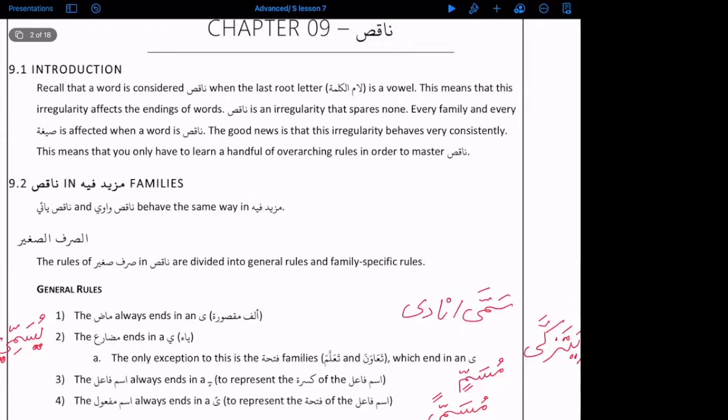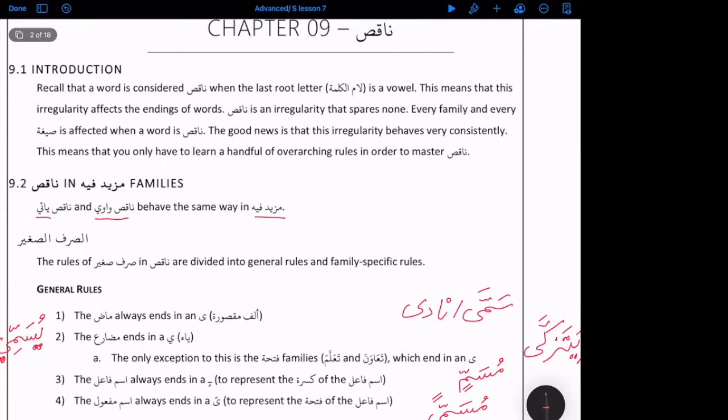The good news is that this irregularity behaves very consistently. This means that you only have to learn a handful of overarching rules in order to master Nakis. So Nakis in Mazid Fihi families, Nakis Wavi or Yai, behave the same way in Mazid Fihi. What does that mean? That in Mazid Fihi, even though some verb is Nakis Wavi, this Waw will change into Ya. So that's why we are saying that it doesn't matter whether it is Nakis Yai or Wavi, they are going to behave the same way in Mazid Fihi.